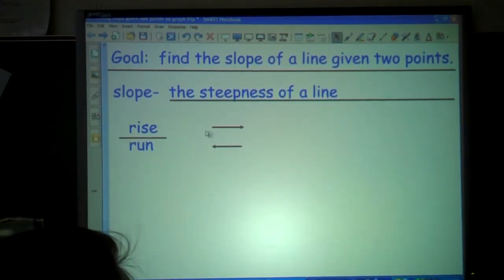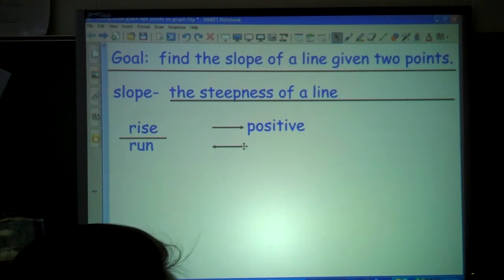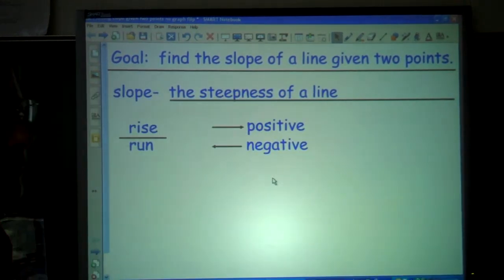And if we go to the right when we run, then our slope is positive. And if we run to the left, our slope is negative. So take a minute if you need to, pause the film and copy down the definitions.